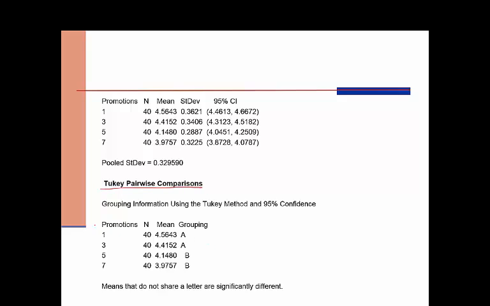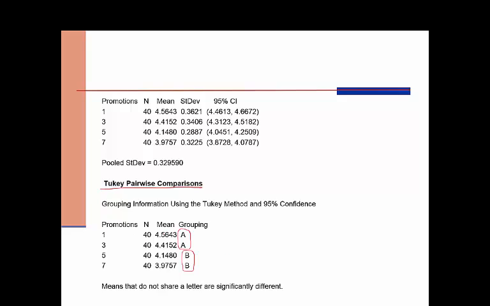Okay, and it provides this really nice, concise grouping information. It says means that do not share a letter are significantly different. So this shows letter A being shared between promotion groups 1 and 3, and letter B being shared between promotion groups 5 and 7. This is exactly what you saw in the original interval plot, right? You saw 1 and 3 being similar, 5 and 7 being similar, but there's a difference between them. So Tukey confirms it. Great.